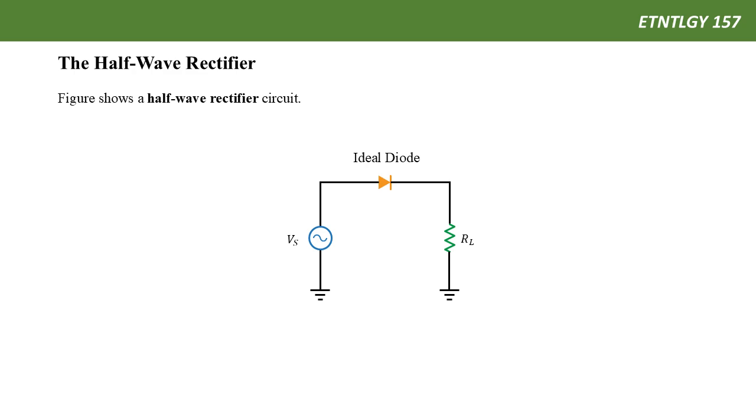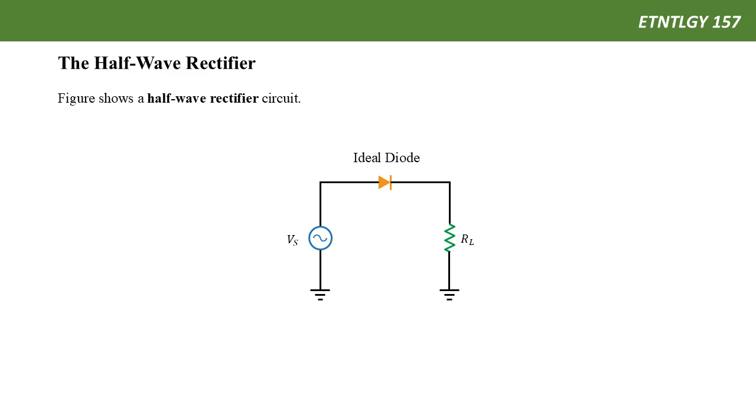Here we have a very simple diode circuit. There is a diode, and this diode connects to an AC source. The other side of the diode connects to a current limiting resistor, RL, and this forms a simple half-wave rectifier. Now let's analyze this half-wave rectifier.